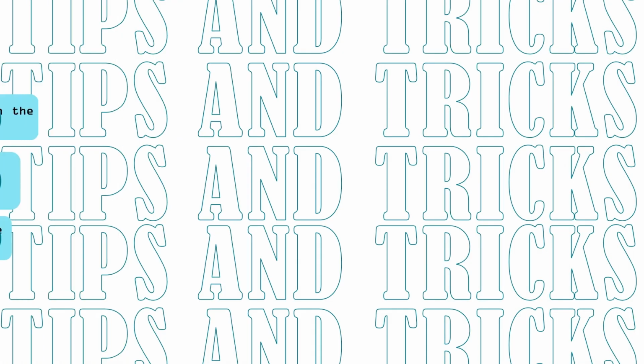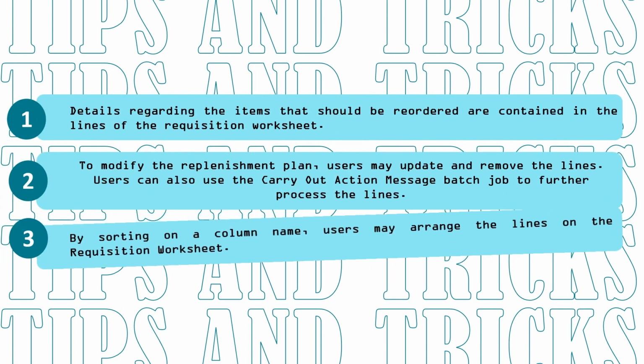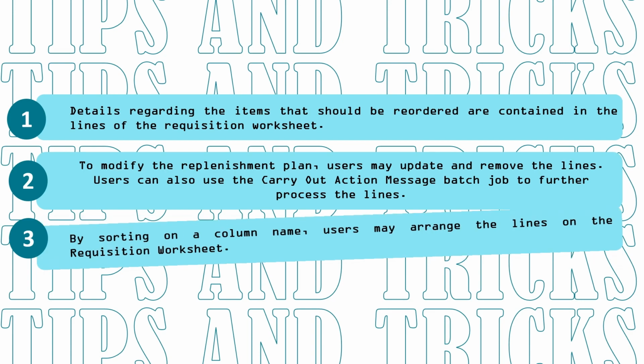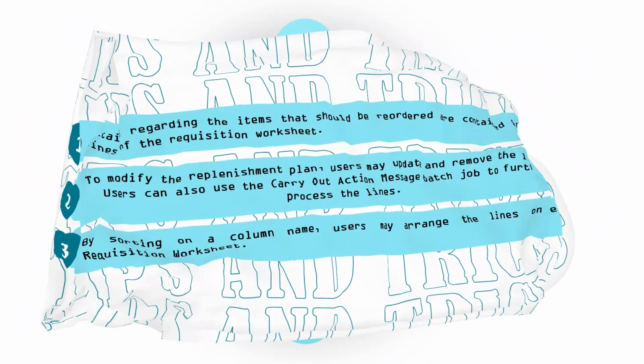For the tips and tricks, the first one, the details regarding the items that should be reordered are contained in the lines of the requisition worksheet. The second one, to modify the replenishment plan, the user may update and remove the lines. The user can also use the Carry Out Action Message batch job to further process the lines. And the last, by sorting on a column name, the user may arrange the lines on the requisition worksheet.